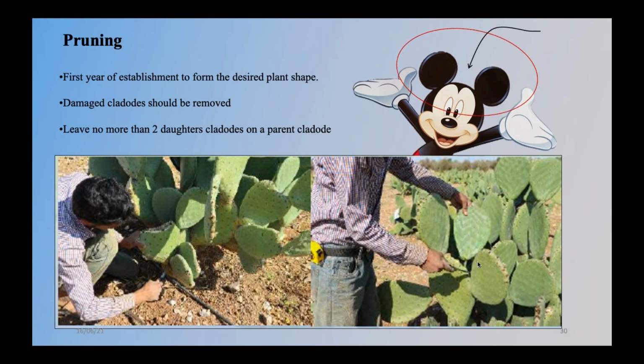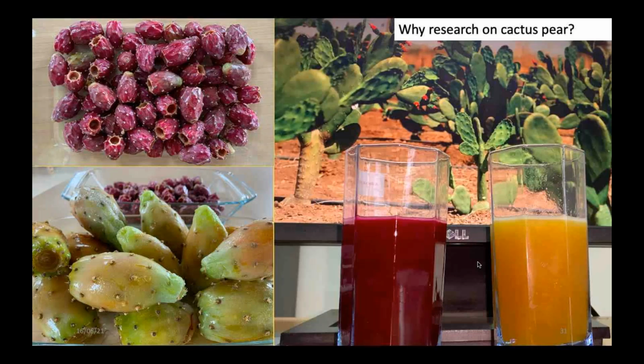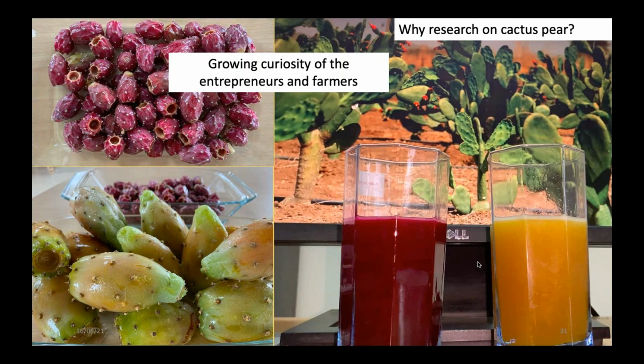We also did some research on cactus fruit. Why did we do it? Because there was a very big curiosity among the entrepreneurs and farmers who visit our farm. They always ask us how we can use this fruit. Is it edible? Is there any export market for it? And how can we gain some monetary gains from this fruit? And when we visit the village elders also, they have claims that this can treat a lot of diseases, and they used to give it to women who have low hemoglobin. So there are a lot of claims.